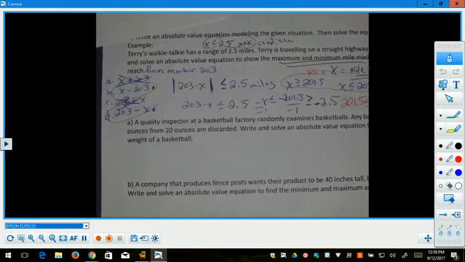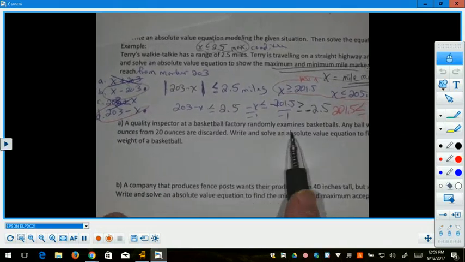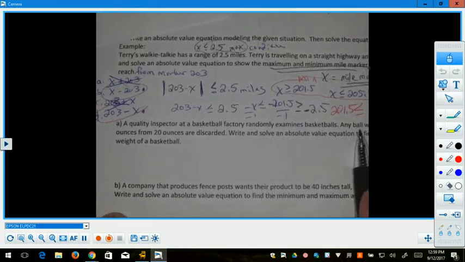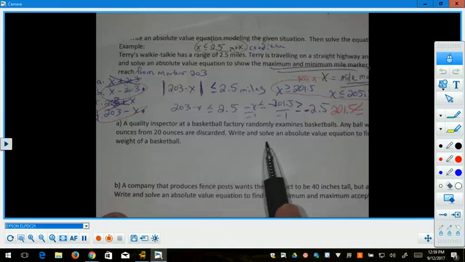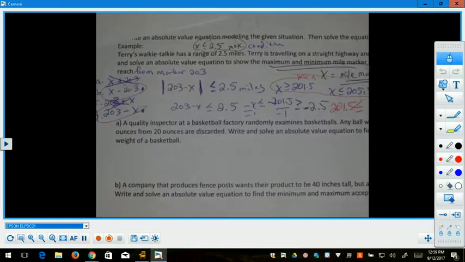A quality inspector at a basketball factory randomly examines basketballs. Any whose weight is more than 2 ounces from 20 ounces are discarded. Write and solve an absolute value equation to find the maximum and minimum weight of the basketball. You guys already know in your head what the maximum and minimum are. We just want to make sure our answer matches up to that, just like the previous problem. So what is the baseline that we're aiming for? What's the ultimate goal? What do you want it to be exactly if you could get it?